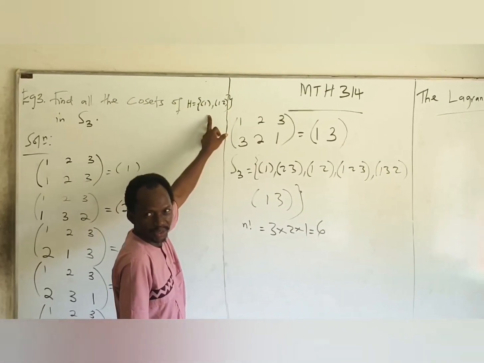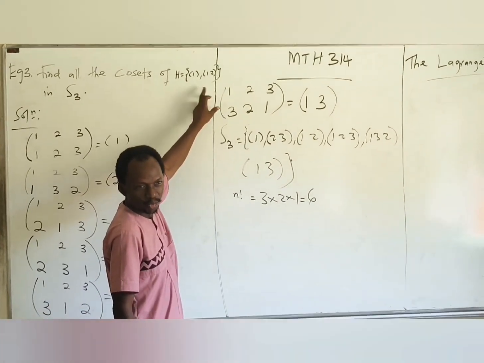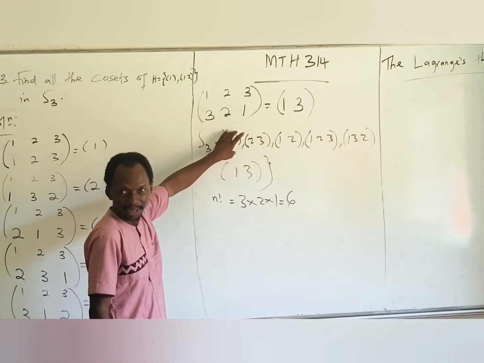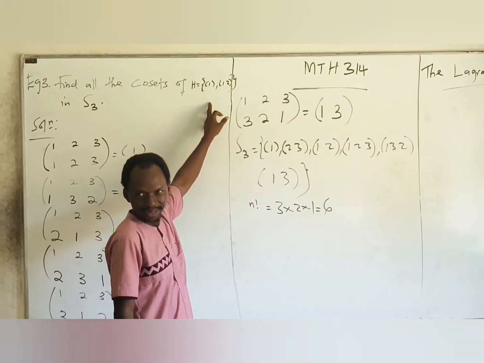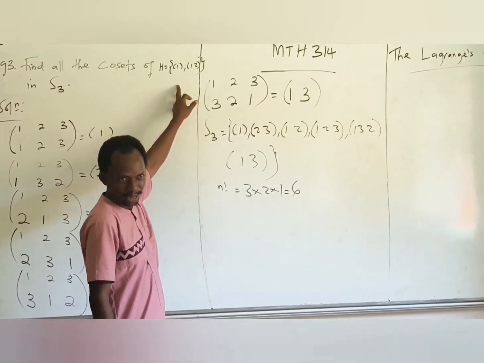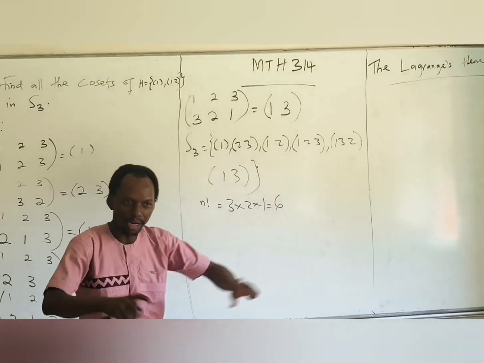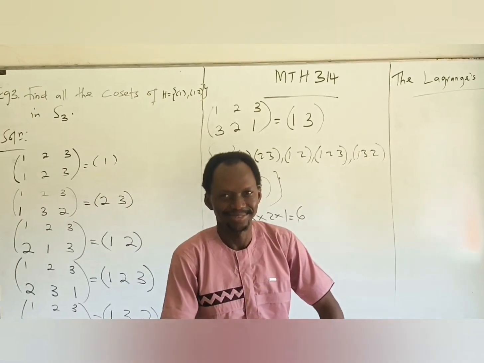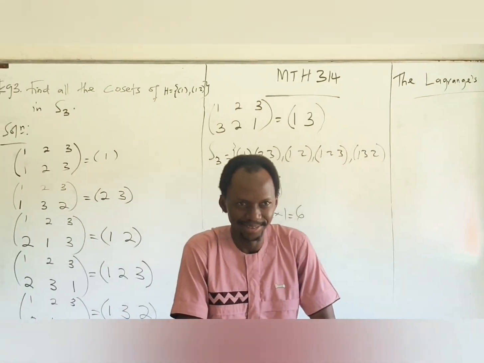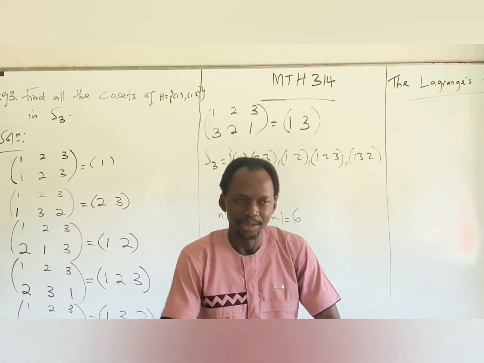So how do we get the cosets? We multiply each of the elements here by H. Is that not what we have been doing? Yes. Can you all see? Yes. So we multiply each of the elements here by H, and we come out with our process. Do you remember? Yes. So that's what we are coming to do now.